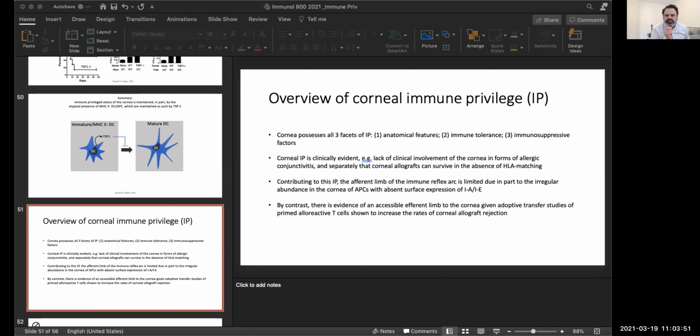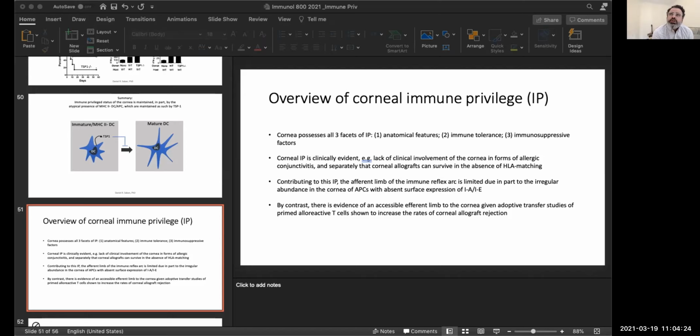Yeah, that makes sense, I guess. But you do see expression of MHC class II at least in the limbus antigen presenting cells. So I wonder why you don't see more migration of those cell populations into the parenchyma that could lead to rejection or something like that.